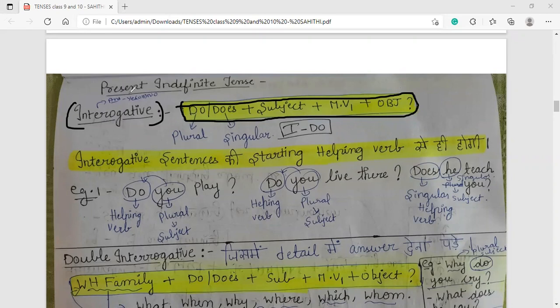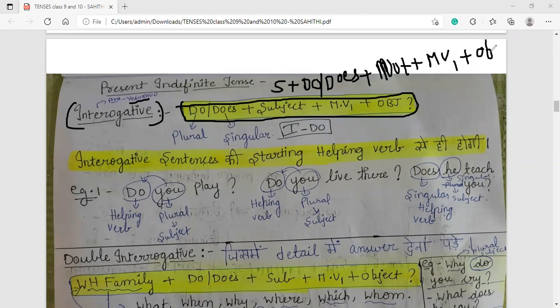In interrogative we give answers in yes and no, whereas in double interrogative we have to give a detailed answer. Let's see the interrogative first. Interrogative: do or does plus subject plus main form of verb. For the negative one, what did you do? Subject plus do or does plus not plus main form of verb plus object, right?